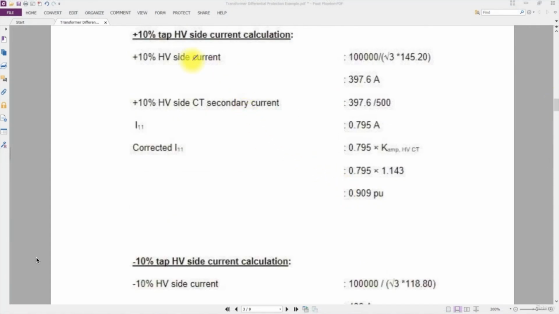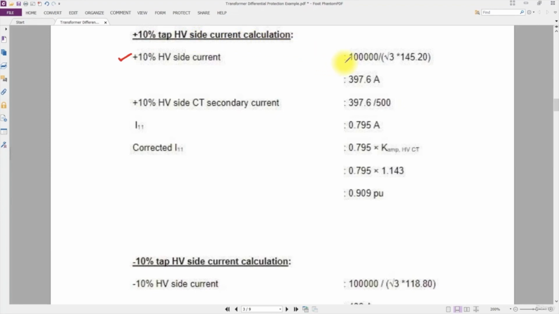Welcome back. In this section we will do the calculations for HV current at two different tap positions. So we will see the HV side current at the tap position when the voltage is increased by 10%, and when the voltage is decreased by 10%. So now we will calculate the HV current calculations at plus 10% of the voltage tap at the HV side.